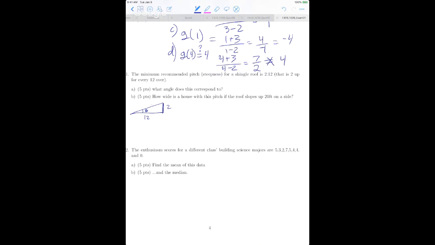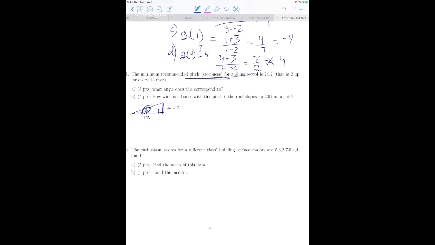What angle does this correspond to? It does not correspond to a right angle. You can make this right angle relationship with any pitch, right? So it doesn't correspond to a right angle. We're talking about this angle here. What's the rise of the slope? What angle's the slope at? Well, I think we got a function for that.